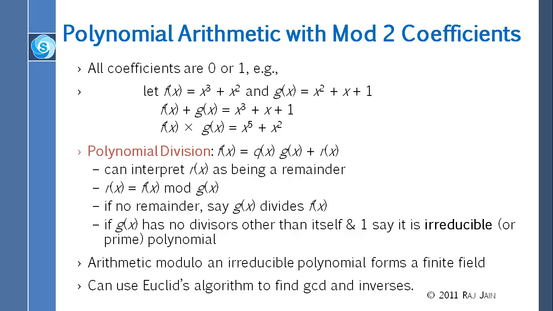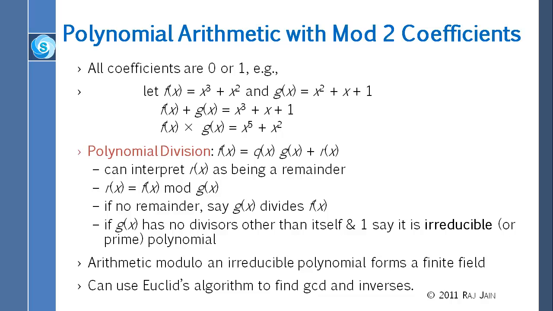So here is an example of a polynomial which has mod 2 coefficients, only 0 or 1. We can call it f(x) = x cubed plus x squared, and the coefficient of x is 0, the constant coefficient is 0. Right? The coefficient of only 2 terms is 1. And g(x) is another polynomial. In this case it is a polynomial of degree 2, and all the coefficients are non-zero.